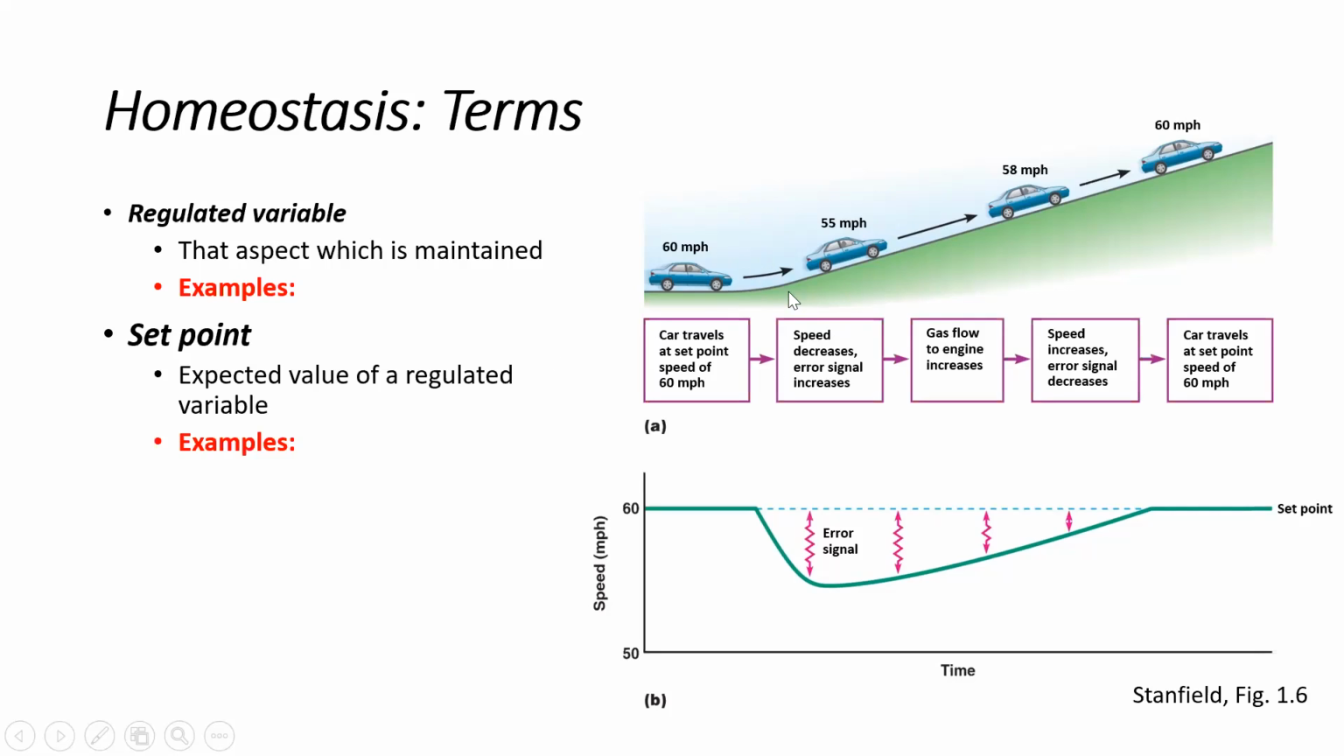Now, when we've dialed in our set point, so our set point is how fast we want this car to be going, we dial in our set point at about 60 miles per hour. And so when we start to ascend the hill, the speed of the car reduces because of gravity and because we're trying to ascend the hill. That is going to send off what we call an error signal.